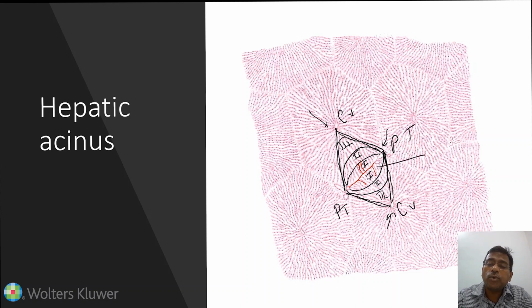So the first zone has the best oxygen supply and nutrients. Next comes the second zone, which receives a lesser supply than the first zone, and the least is the third zone, which is the farthest from the blood vessel. And hence in disease process the hypoxic changes occur first in zone 3 because it is farthest from the blood vessel. So that's the importance of the hepatic acinus.